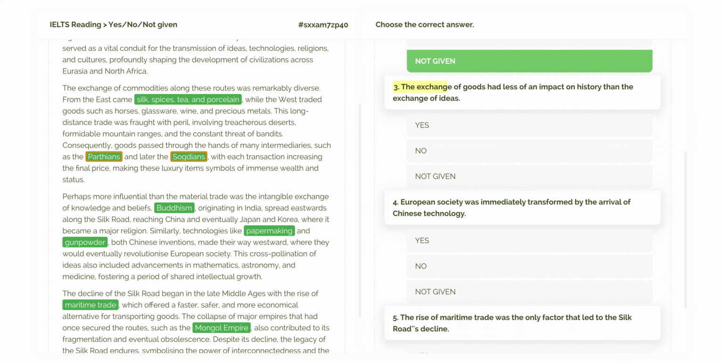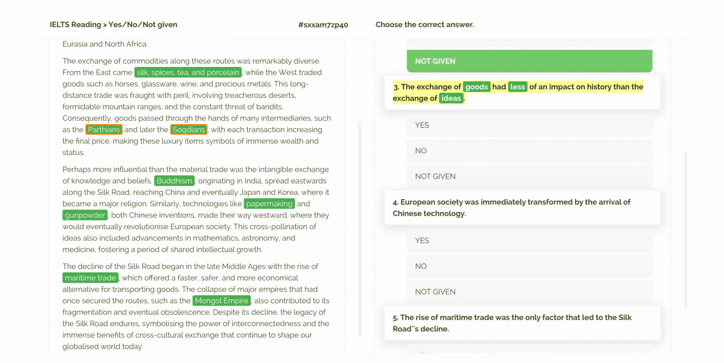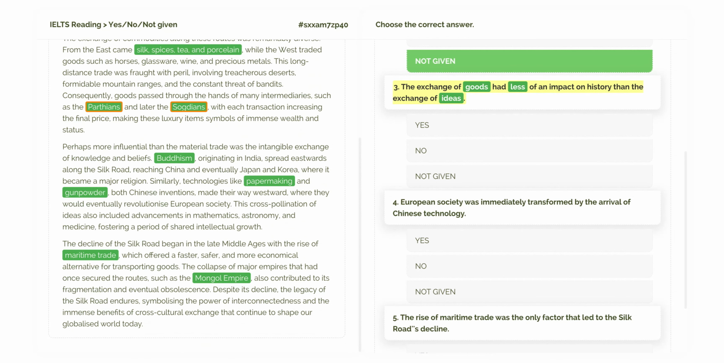The exchange of goods had less of an impact on history than the exchange of ideas. Here we have another comparison. The statement says the impact of goods was less than the impact of ideas. We need to find where the author compares the influence of these two types of exchange. I recall seeing a very strong hint about this in paragraph 3. Again, we're checking if the text supports this, yes, contradicts this, no, or doesn't mention it, not given.